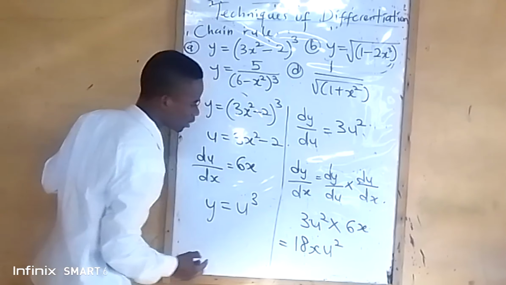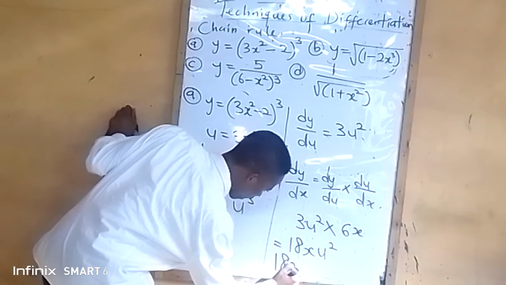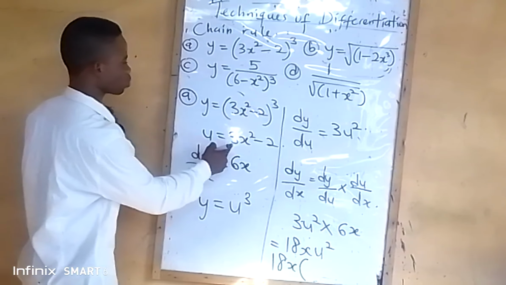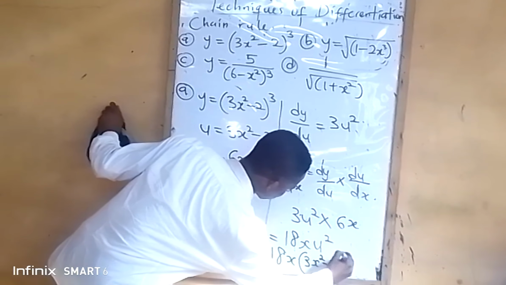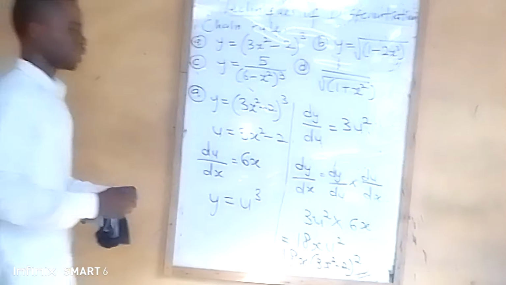But you won't leave it like this. You have to substitute the value of u. That means 18x, open the bracket. What's our u? Our u is 3x squared minus 2. So it is 3x squared minus 2, raised to power 2. So that is the answer for number 1.